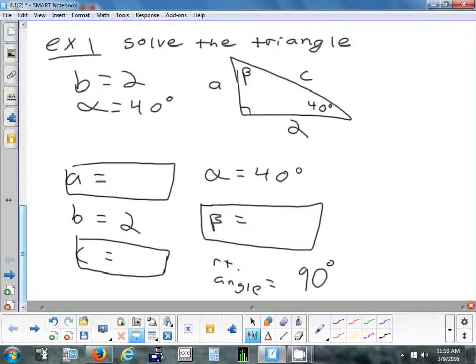In the table, I filled in everything I was given, and I put boxes around what I need to find. Right, so when I'm done here, there are three things I need to find: A, beta, and C.